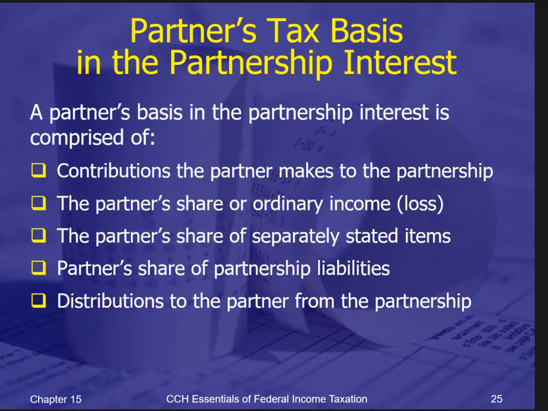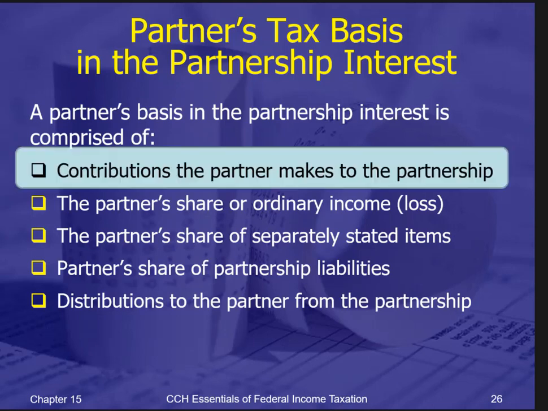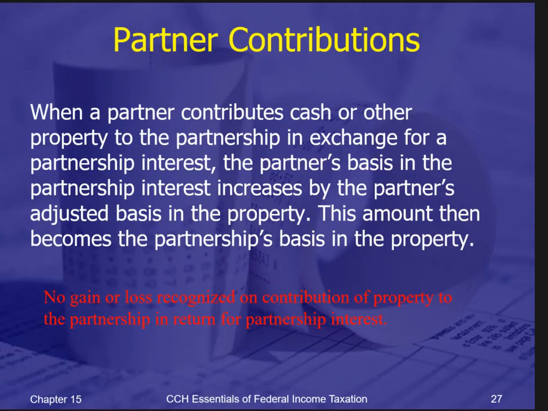All right, the partnership basis goes up and down based on the things listed here. Okay, contributions make it go up. And then we exchange cash or other property for the partnership interest. The adjusted basis in the property becomes the adjusted basis to the partnership and becomes the partner's basis in the partnership interest.